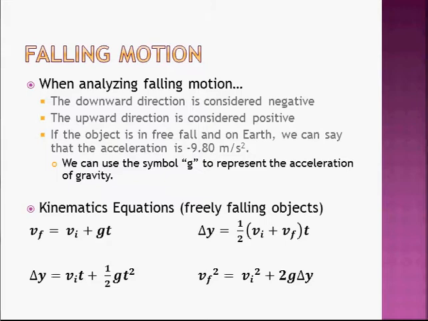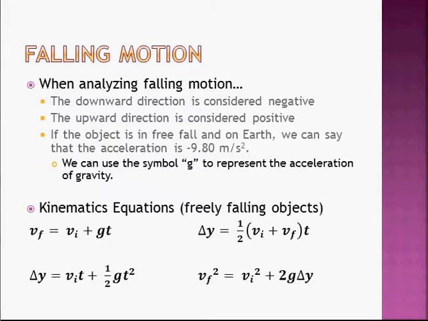The other thing is, because of that directional sign convention we're going to use, we're going to make the acceleration negative. So now our acceleration is going to be negative 9.8 meters per second squared. And in physics, you'll see that symbolized as a lowercase g, little g, so to speak. And anytime you see that symbol, that means they're using the acceleration of gravity.